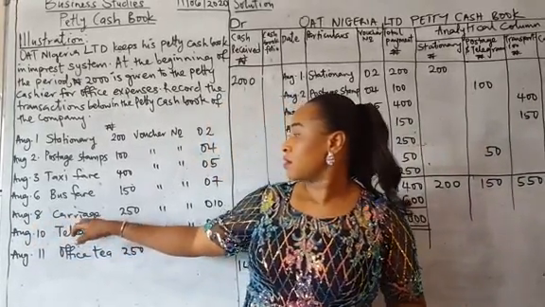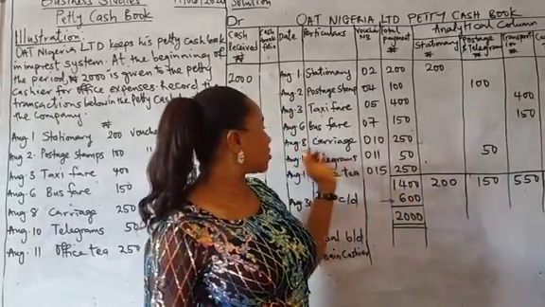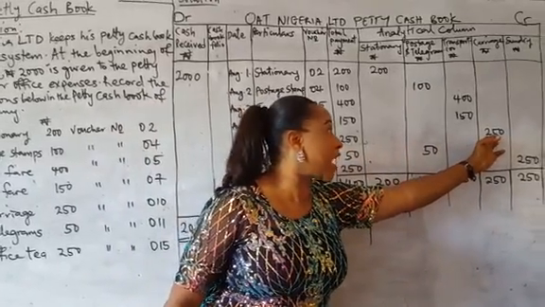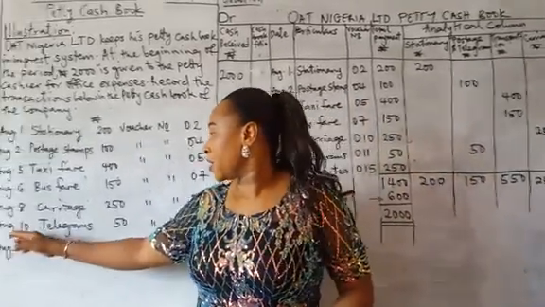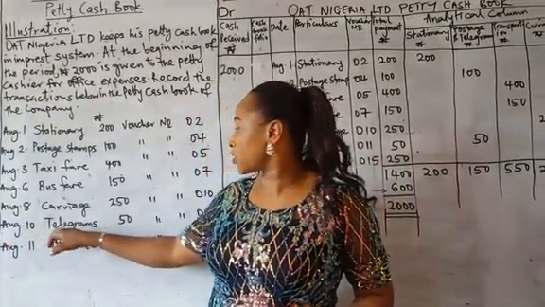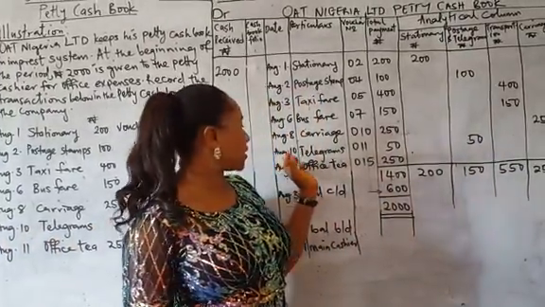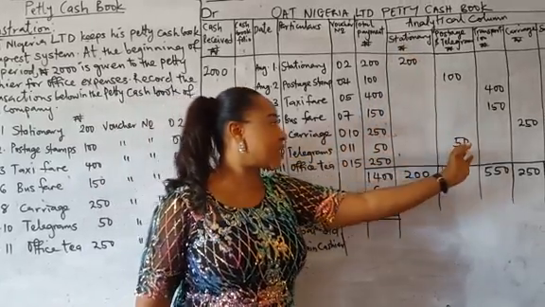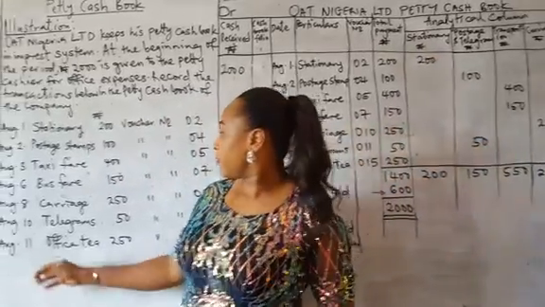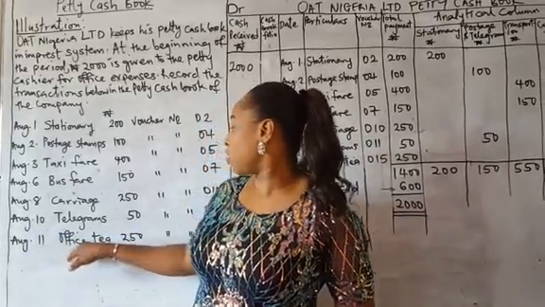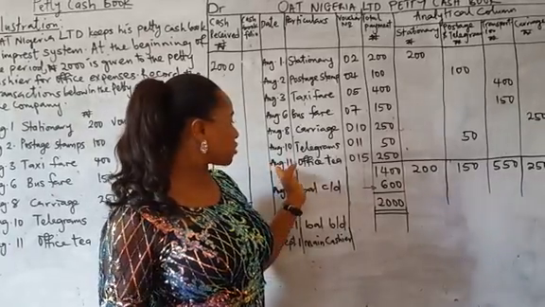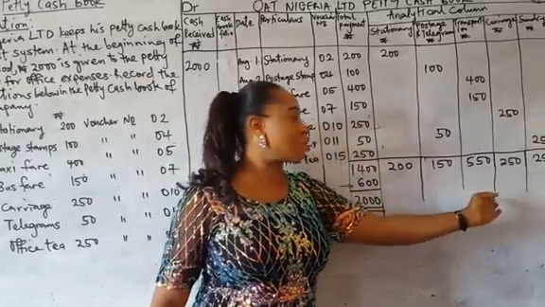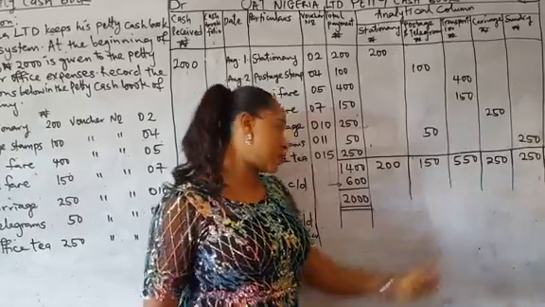On 8th August, carriage. 8th August, carriage, voucher number, the amount. We created the column for carriage. Look at it here. Then on the 10th of August, telegrams, 50 naira. 10th, telegrams, voucher number, 50. Under postage and telegrams, look at it here. Then on 11th August, office tea, voucher number, amount. Then under sundry, we posted the office tea.